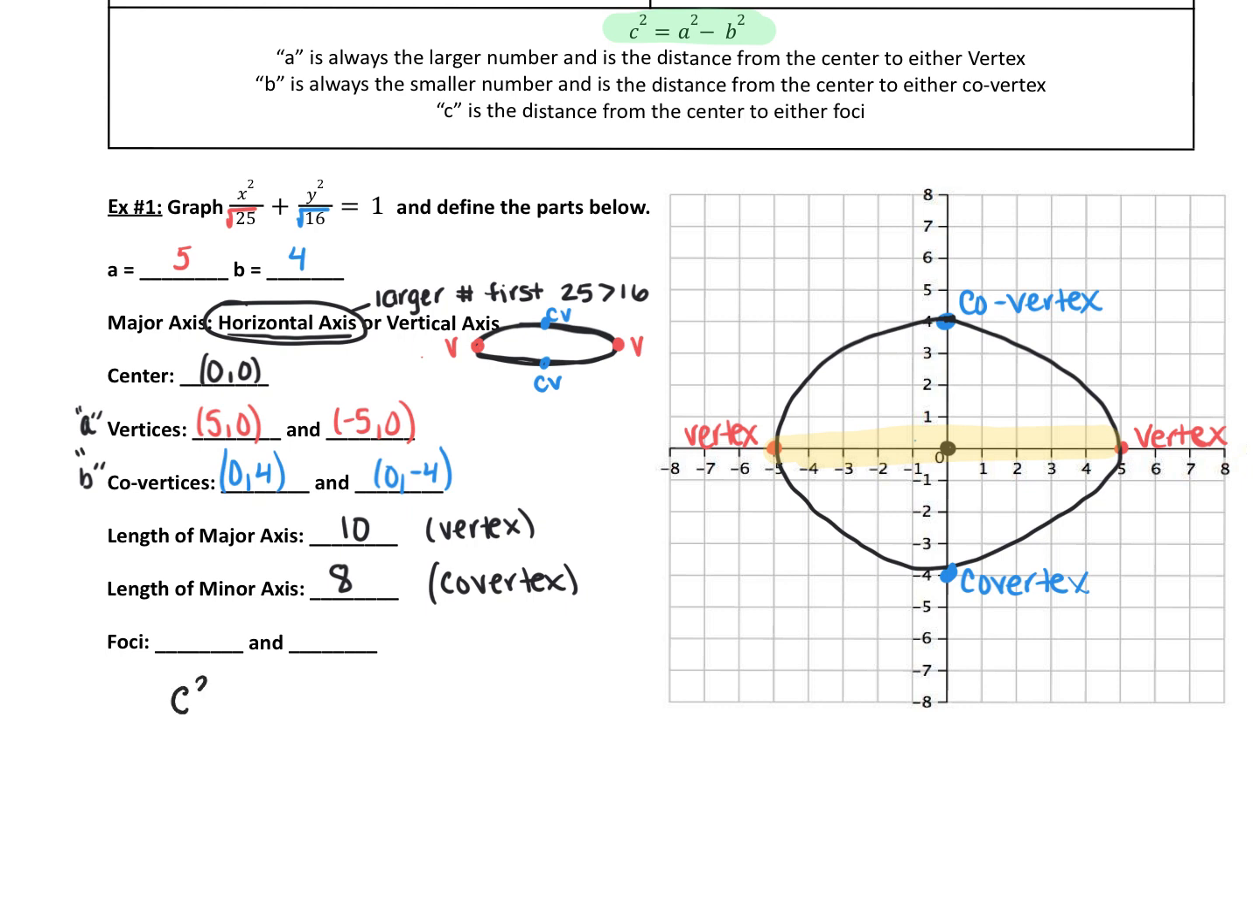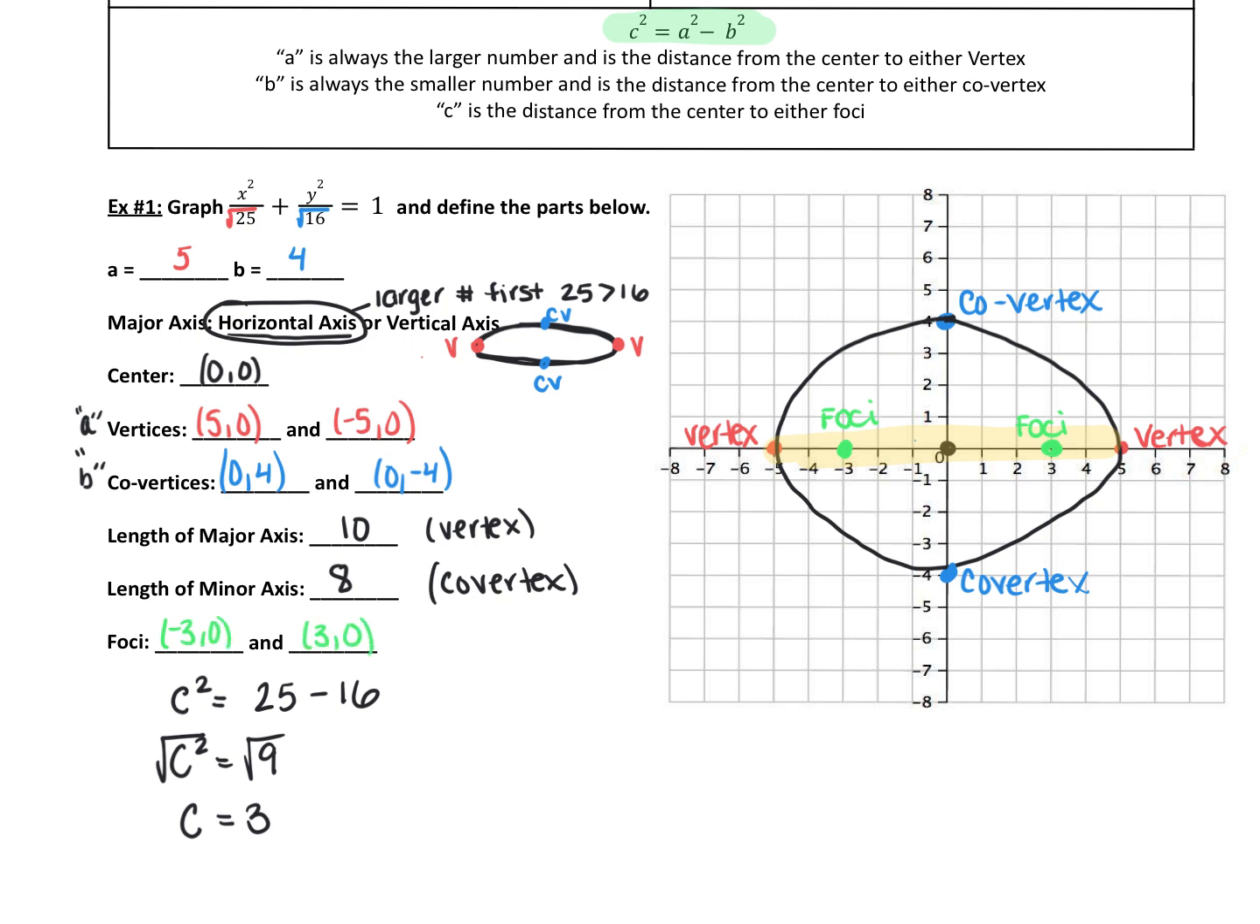So c squared equals a squared minus b squared. Well, a is 5, so 5 squared is 25. B is 4, sorry, so b squared is 16. So we can subtract those and get 9 and take the square root. So c is 3. So all we're going to do now is go 3 from the center. We can label this with a foci, and 3 from the center the other way, foci. And those coordinates are -3, 0 and 3, 0.